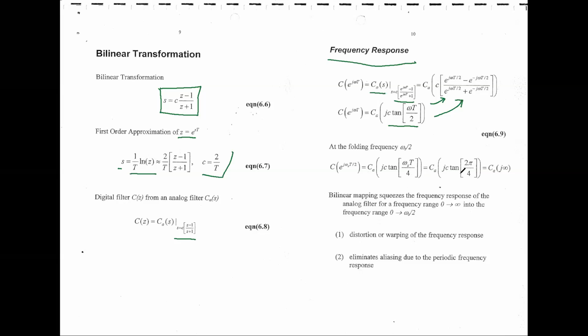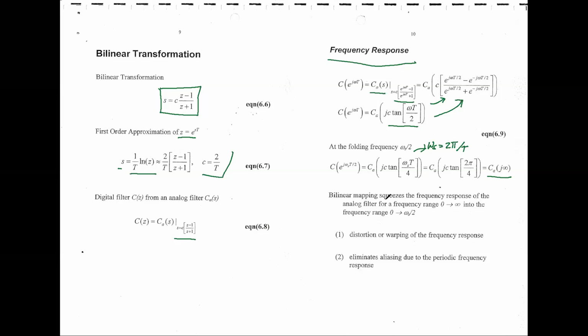Now, omega S is equal to 2 pi over T. So if you substitute 2 pi over T in place of omega S, you will get 2 pi divided by 4, which is equivalent to pi over 2. So tangent of pi over 2 times C. Tan of pi over 2 is in fact infinity, and any number times infinity is basically infinity. So what you get is C of J times infinity. So if you substitute this frequency omega S over 2, you get continuous frequency as infinity.